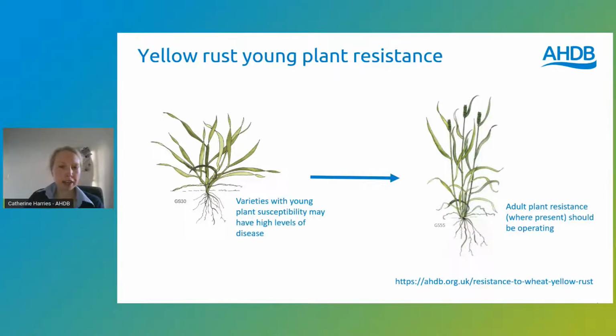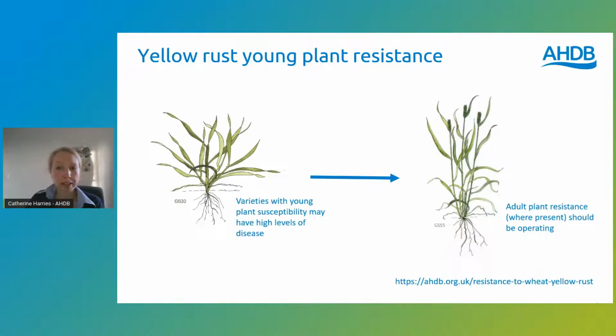So these resistance genes can also operate at different times in the plant's life cycle. So, for example, many varieties have different resistance to yellow rust at the young plant stage, so that's before around growth stage 55, and at the adult plant stage. And this means that varieties with a high recommended list yellow rust rating, so of 7, 8 or 9, might still get quite high levels of disease at the T0 and T1 timings before their resistance kicks in by around the T2 timing, possibly just after.